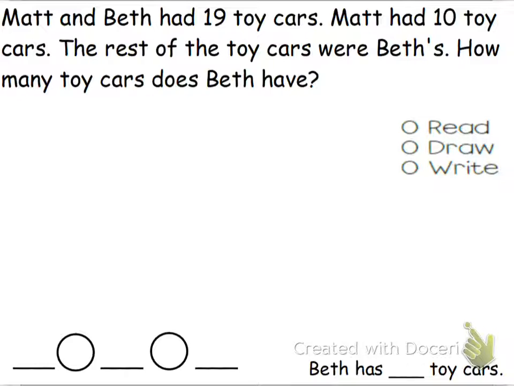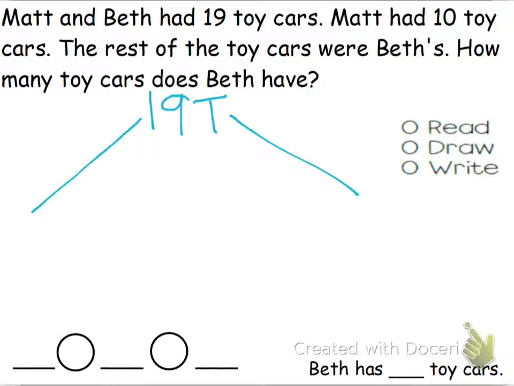So we know that 19 is our whole, because that's how many they had together. And Matt had 10 of those 19. We have to figure out how many Beth has. So let's see. Matt and Beth had 19 toy cars. Now we're chunking and writing in our tape diagram. So 19 toy cars together.